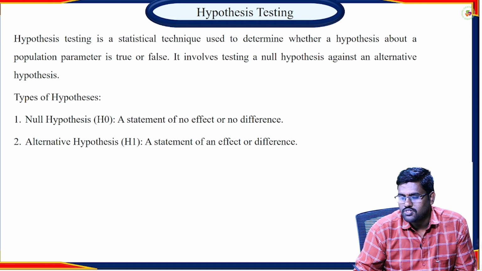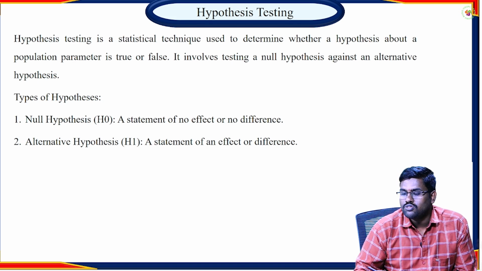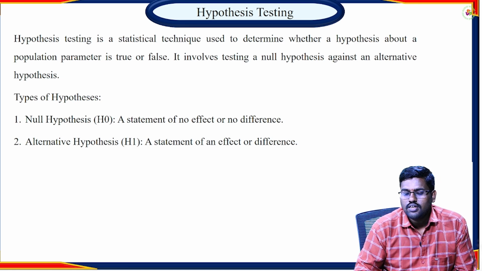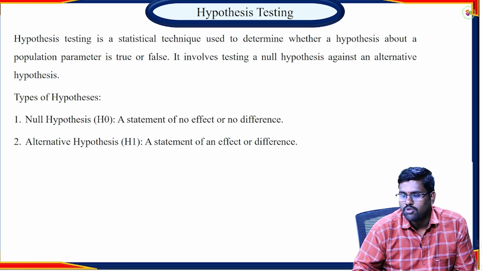Next one is hypothesis testing. Hypothesis testing is used to determine whether a hypothesis about a population parameter is true or not. It involves two types of hypotheses: first the null hypothesis and second the alternative hypothesis. The null hypothesis is a statement of no effect or no difference. For example, if you execute it one time, two times or n number of times, there is no difference for that null value. If you give an alternative hypothesis, then changing the statement value reflects in your example. That is the alternative hypothesis.